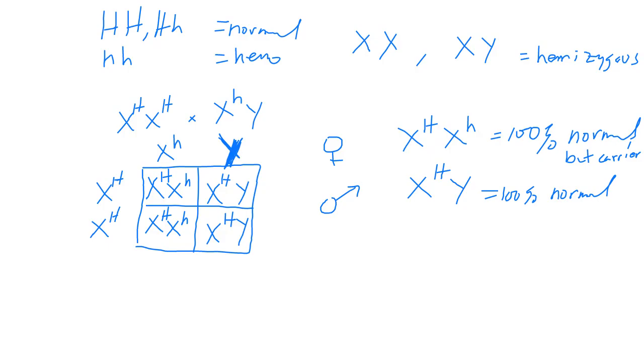So for the next problem, you can guess it's going to be different, right? The next problem, we're going to cross a normal female and a heterozygous female. So we're actually going to cross these two individuals. Hopefully it's not a brother and a sister. But now we're going to cross a heterozygous female with a normal male.